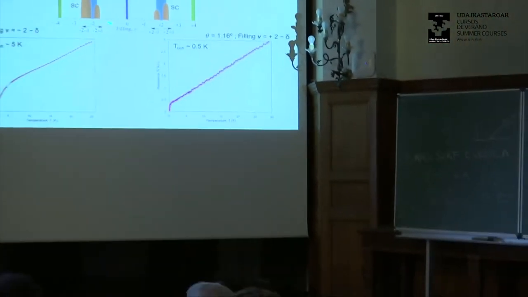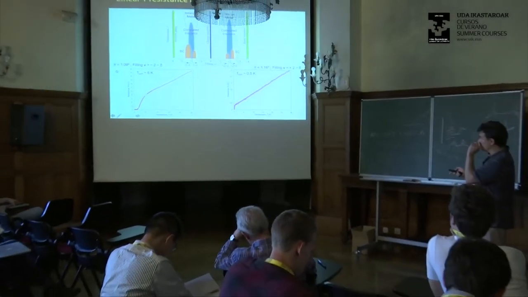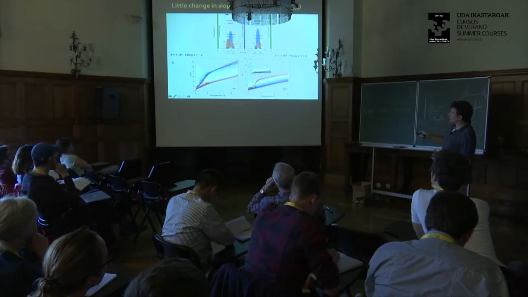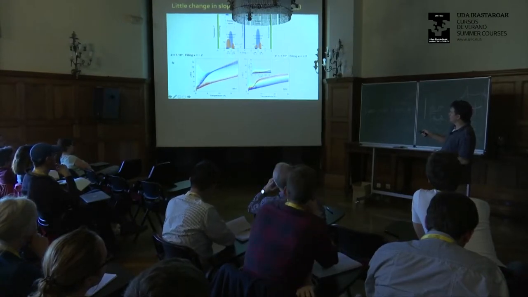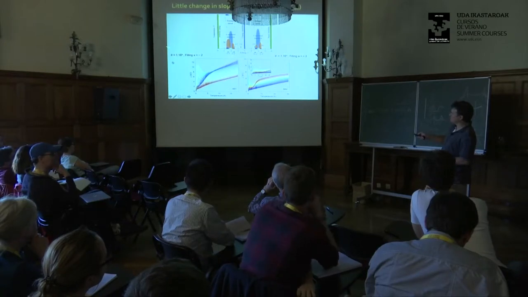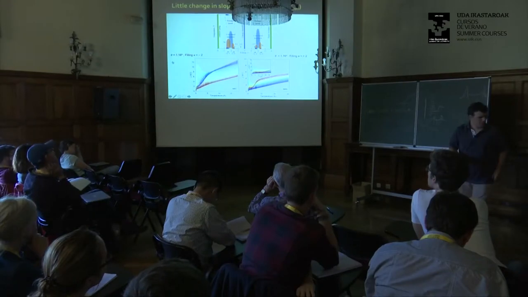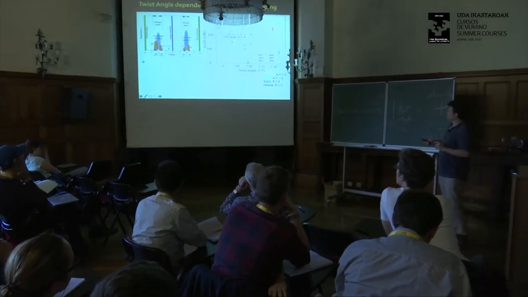Again, because we have continuous density control, we can do this versus density. These colored curves are exploring this region for two different devices. They're both 1.16 degrees, but they're actually different devices. You can see that there is not a big variation in the slope versus density of this linear behavior. Now you can quantify this.